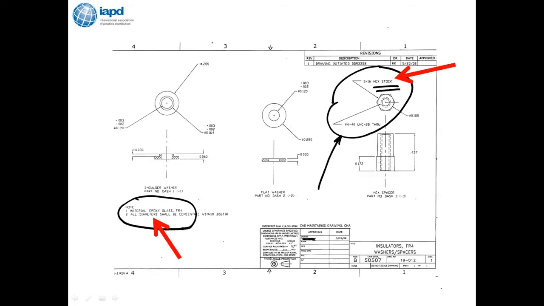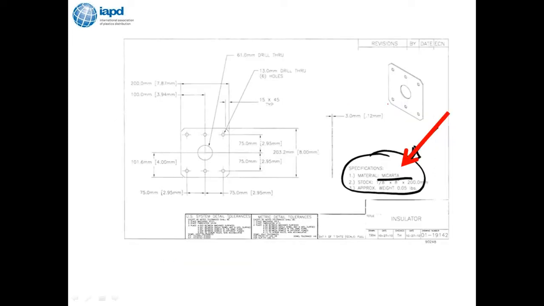Here's a nice call out that you'll see. They're calling out hex stock. Again, this is not a standard thing. So the material call out is FR4 epoxy glass, but they're calling out hex stock. Again, that's something you can't get. So if your customer hands you a print with that, you might want to immediately return it back to them and say, this material is not available.